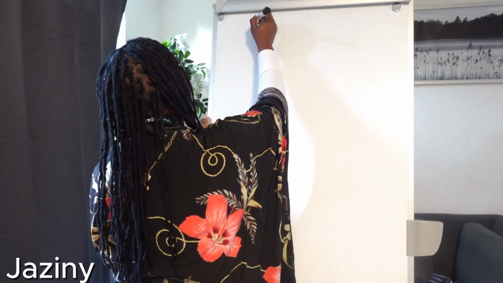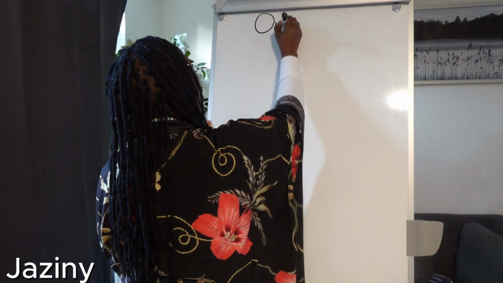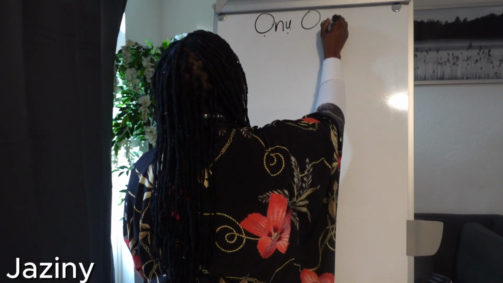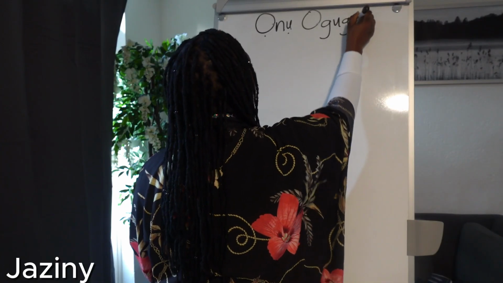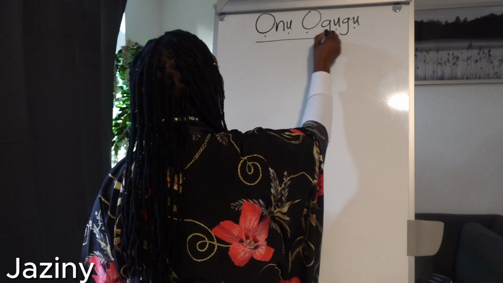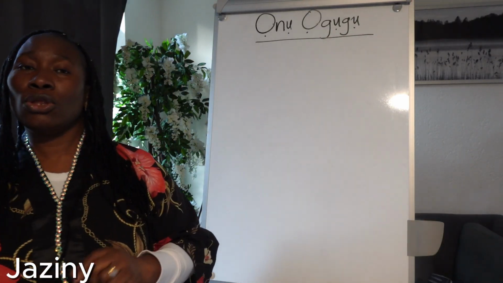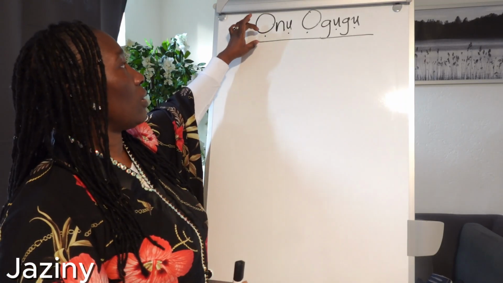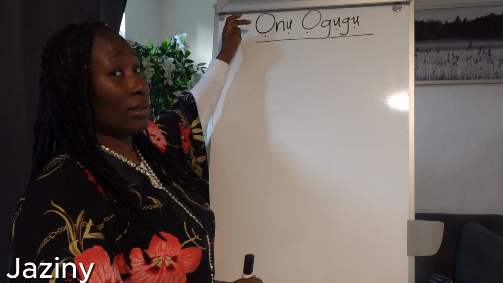What we're doing today is onu, o, no, ogugu, onu, ogugu. Onuogugu means numbers. And remember that we had dwelt on these letters.